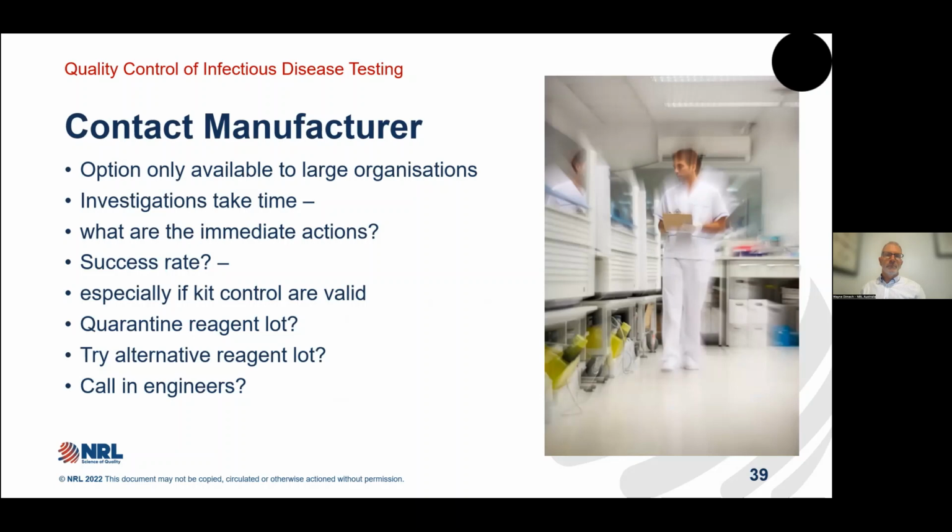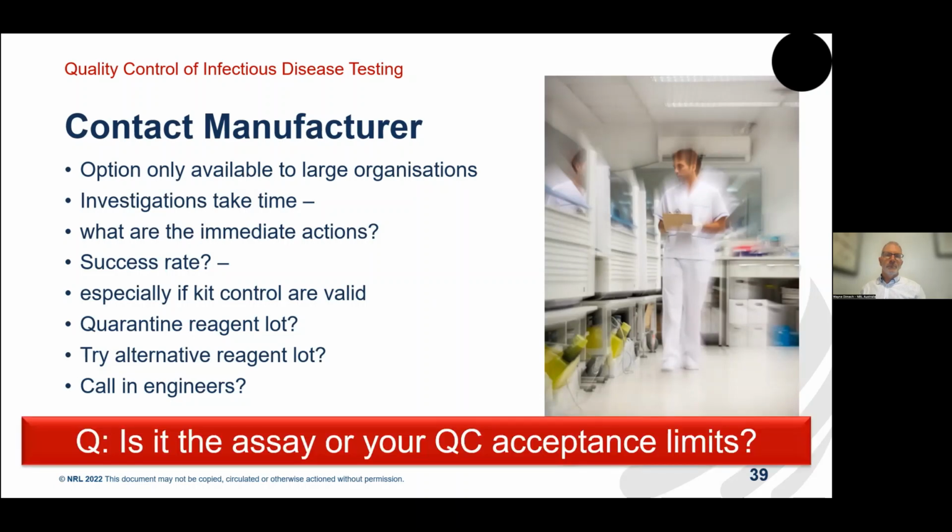Can reagent lots be quarantined? Try an alternative reagent lot, and usually that fixes the problem. Is it really the assay that's the problem, or is it the acceptance criteria that are being used to understand variation for your QC?